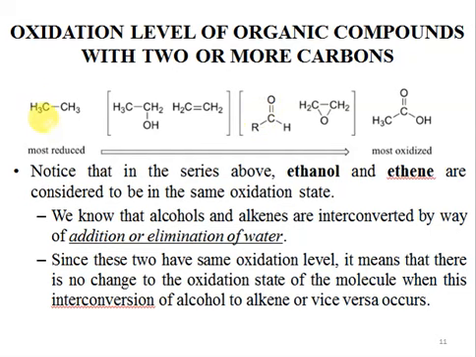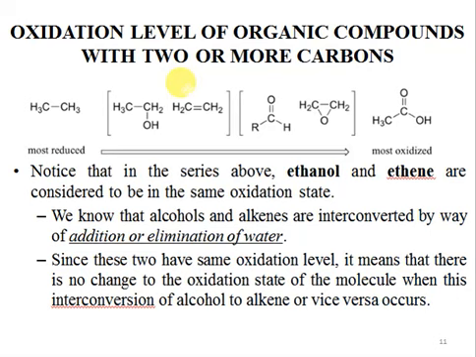So this is most reduced. Then alcohol or alkene have the same oxidation number and it's more oxidized than this ethane. And we have aldehyde or an epoxide, both of these have the same oxidation number, right? And they are more oxidized as compared to the alcohol and alkene. And here we have this carboxylic acid. This carboxylic acid is the most oxidized form of the 2 carbon system, right?